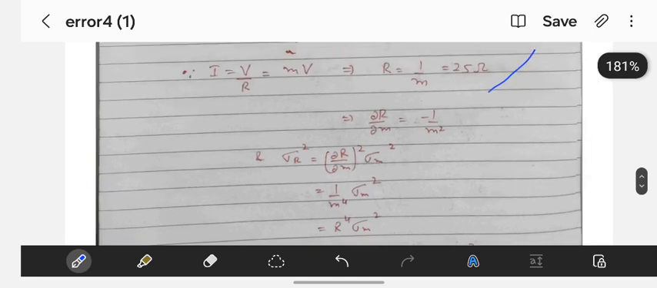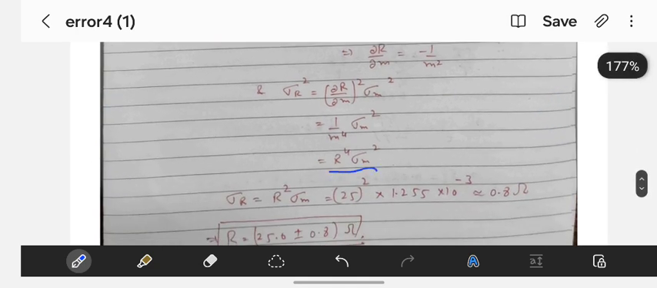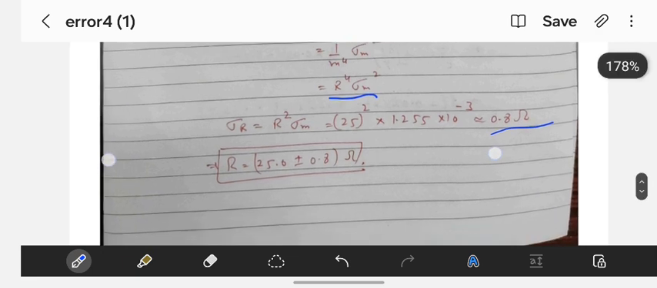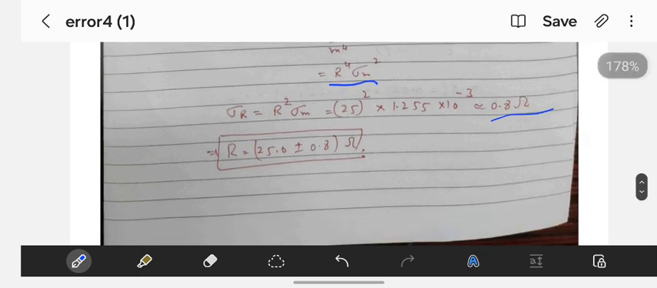So from here we know that sigma m, the error in the slope, is given in the question, and when we differentiate R with respect to m, we will get minus 1 by m square, and then the square of that will give us 1 upon m to the power 4, and 1 upon m is nothing but resistance, so we'll get this term. So from here we can calculate sigma R, that will be 0.8 ohm. So now we can write the expression for R, that is 25 plus minus 0.8 ohm. So hope you get the thing I'm trying to convey.